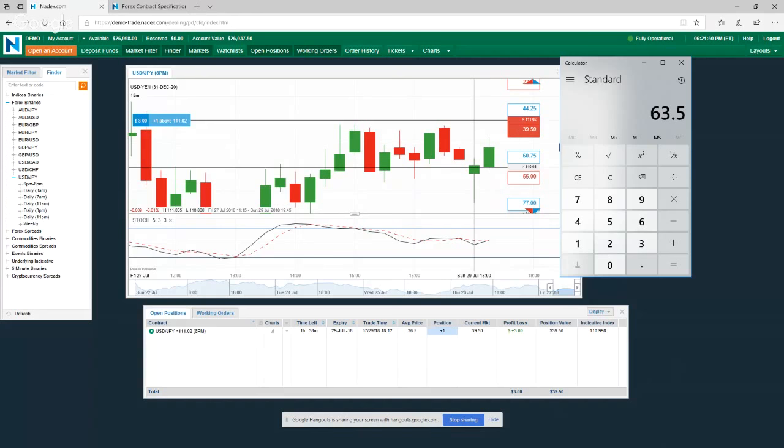So let's say that we were short. If we were short, then if the indicative index expired exactly at 111.02, then we would receive the full payout less what we had on entry. That's the way the binaries work.